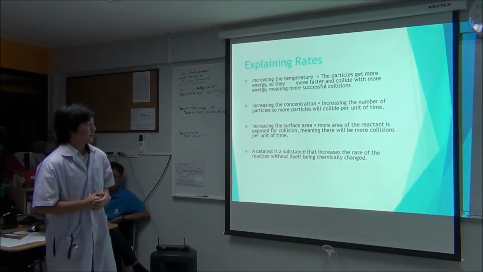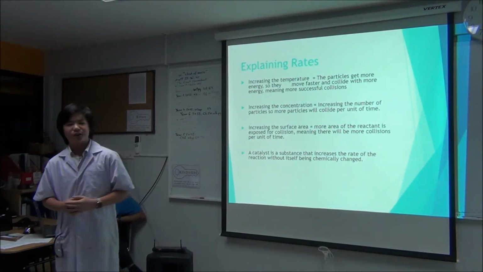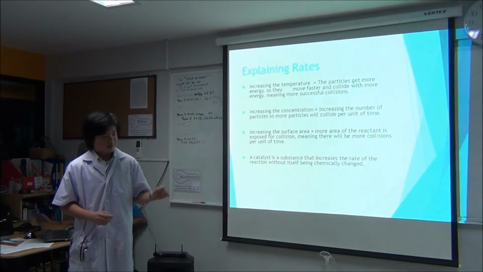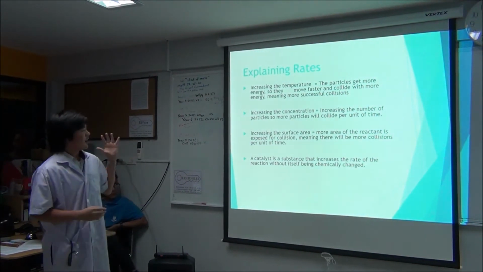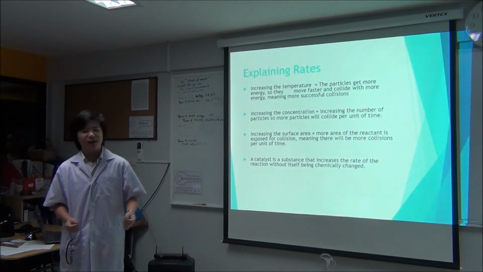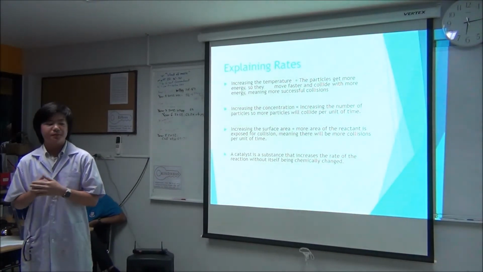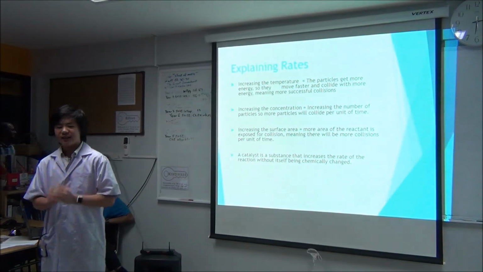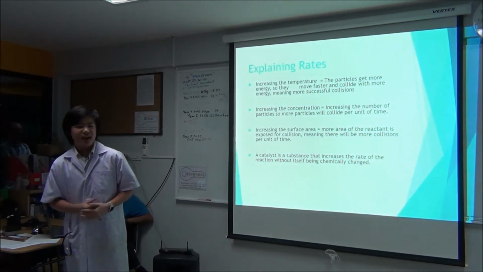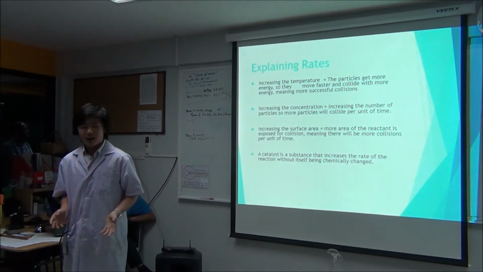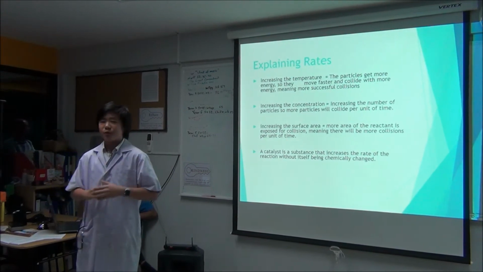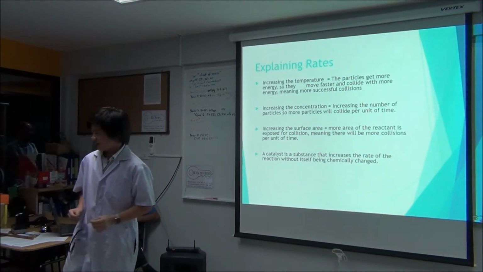Increasing the concentration increases the number of particles per unit of time. And also increasing the surface area: more area of the reactant is exposed for collision, meaning there will be more collisions per unit of time. And also adding a catalyst. Adding a catalyst will speed up the chemical reaction but will not react itself.